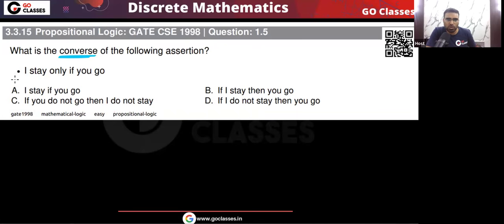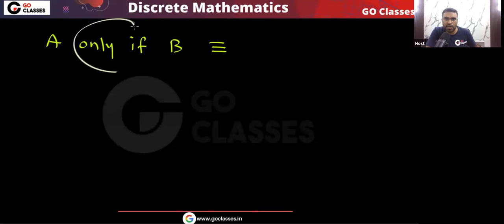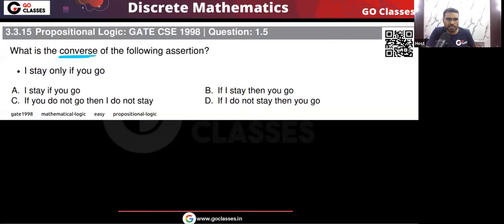So first you convert this statement into a propositional logic expression. Tell me, when you have this type of statement, A only if B, how to convert it into a propositional logic expression? It will be A implies B. Yes or no? We have already seen in the previous lecture that A only if B is the same as A implies B.